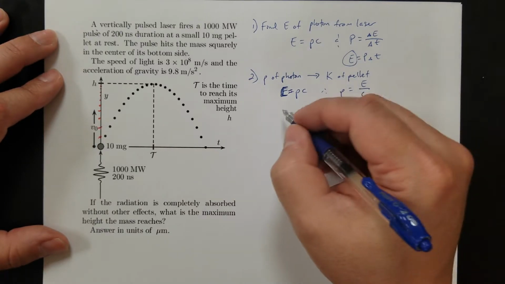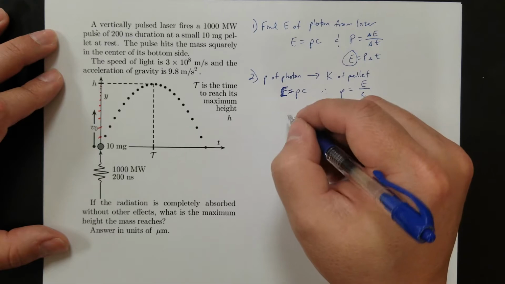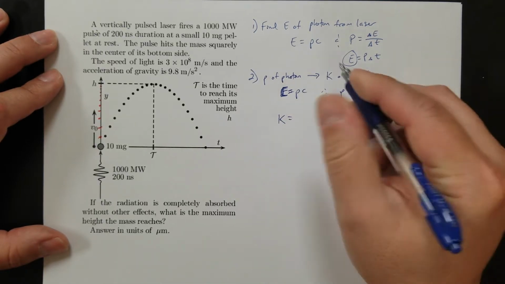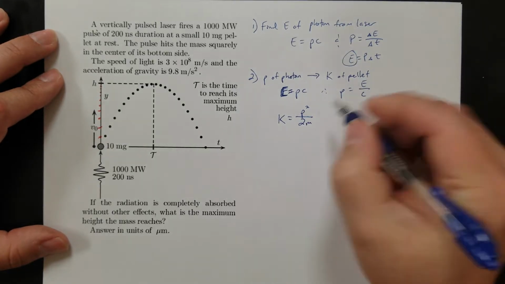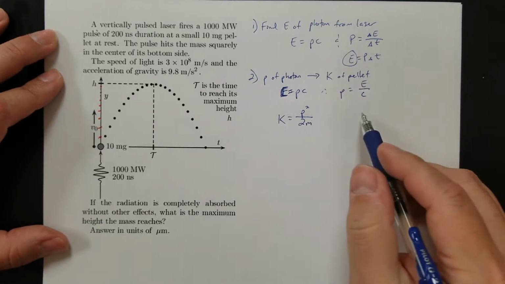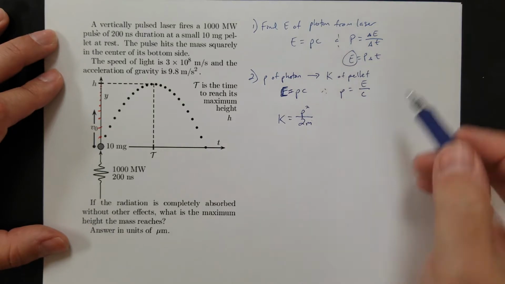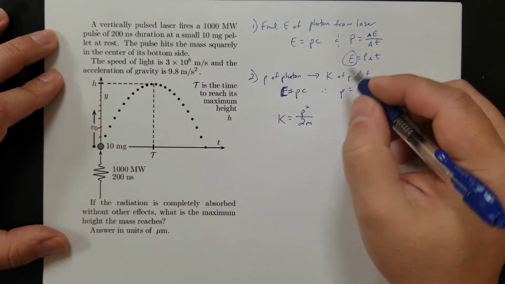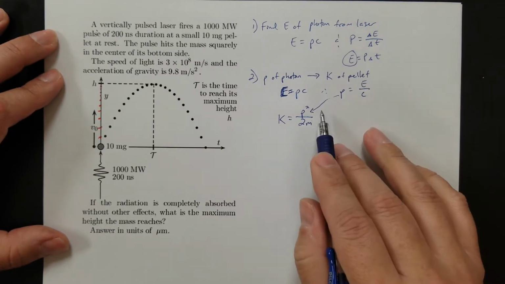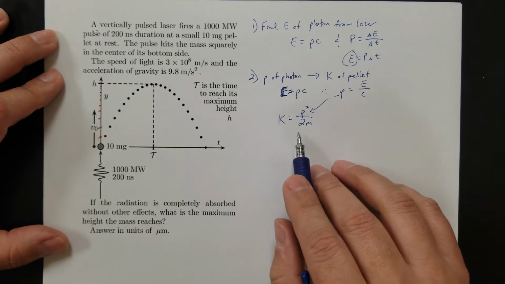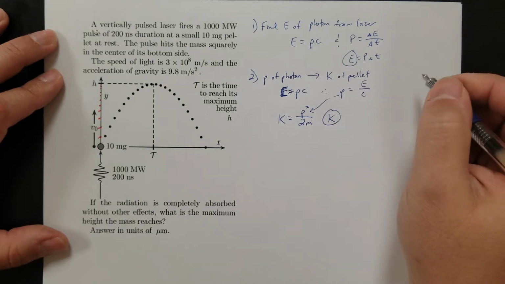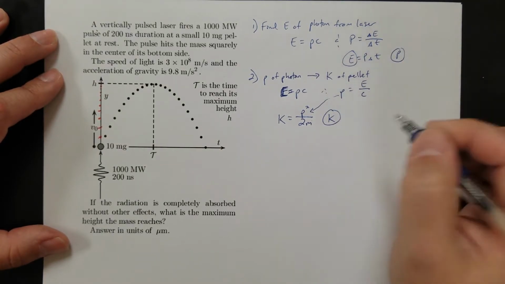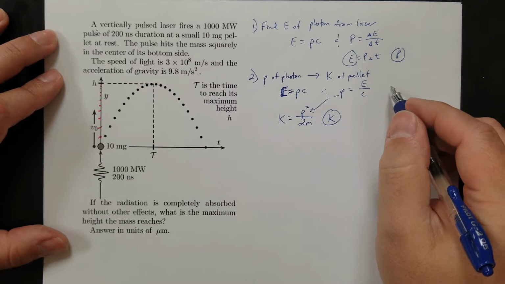And then once I know the momentum, I know that kinetic energy equals p squared over 2m, right? That's the basic relationship between kinetic energy and momentum, right? So if I take this momentum and I plug it in here, I can solve for kinetic energy, right? So now I have kinetic energy, right? So here I got momentum. Now I've got kinetic energy. Okay, so now I'm almost done, right?